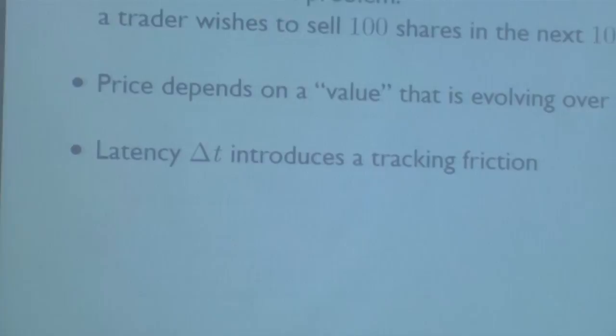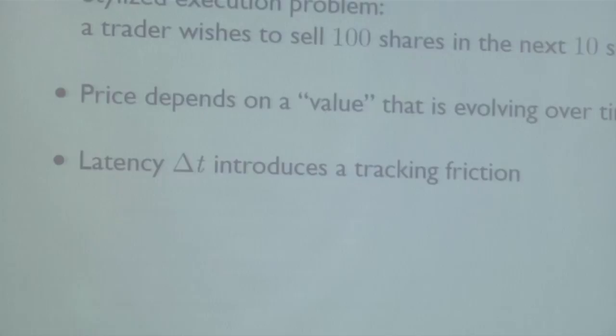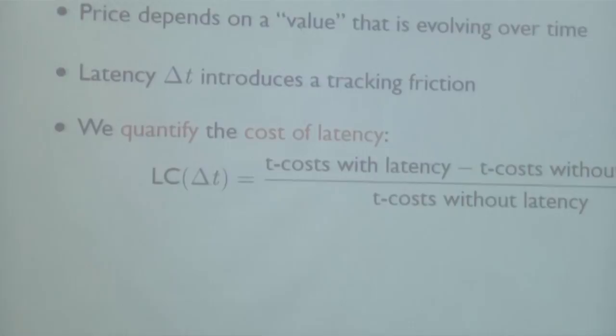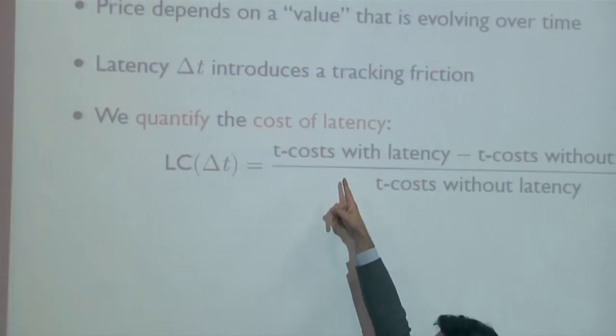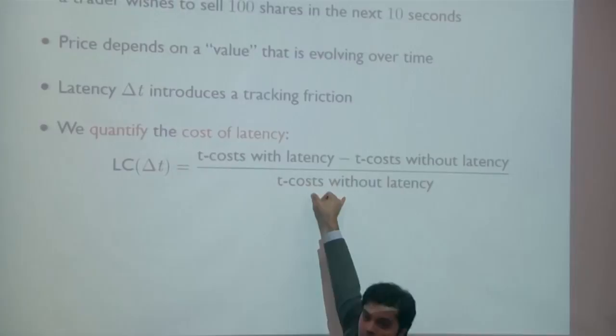process. And if we add a little bit of latency, that introduces a tracking error. So now the trader doesn't precisely know what the value is. He only knows the value from maybe a millisecond ago. And because of that, he has to alter his actions, and that creates a cost. So latency becomes a friction. And what we do is we quantify the cost associated with latency. I look at this execution problem, I look at the transaction costs in the presence of latency, see how much worse that is than if you had no latency, and normalize.